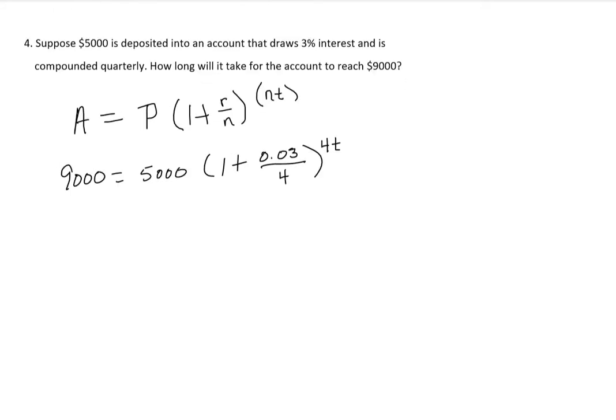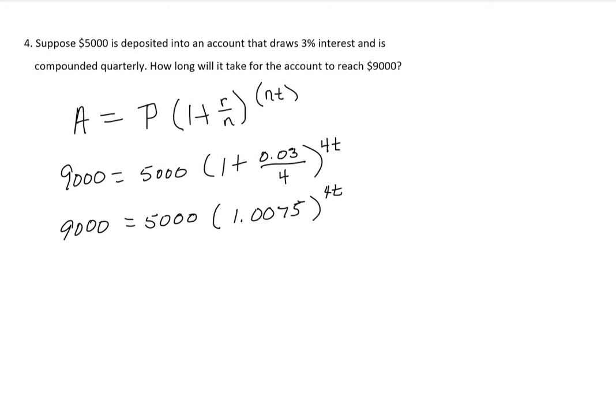Okay, problem 4. Suppose $5,000 is deposited into an account that draws 3% interest and is compounded quarterly. How long will it take for the account to reach $9,000? You can see I've already got our formula written down and I've already filled in the numbers here. I'm going to start off by simplifying what is inside those parentheses. You're not always going to be able to do that, but in this case I am. I'm going to be able to have 1.0075 in there, and that makes things a little bit easier.